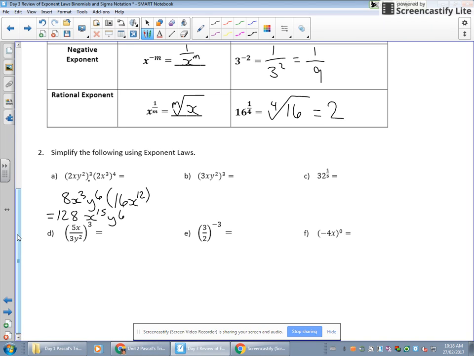This one would summarize down to 3 times 3 is 9, times 3 is 27, x cubed, y to the 6th. 3 halves to the 1/5 is the 5th root of 32. And that's just equal to 2.